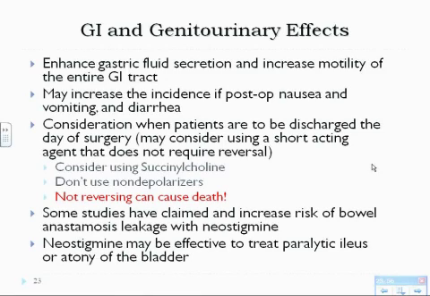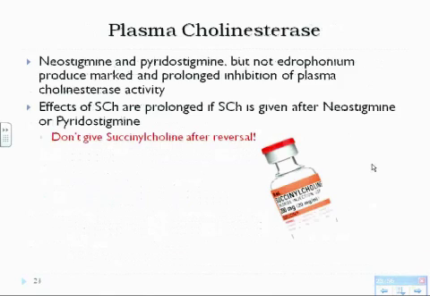Neostigmine may be effective to treat paralytic ileus or atony of the bladder. It has been done for that and used in long-term treatment for people with this kind of problems. Now, unfortunately, these agents will cross over and will bind to plasmacholinesterases. Okay? So that's a big concern.